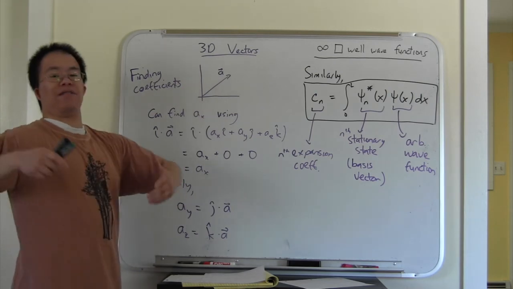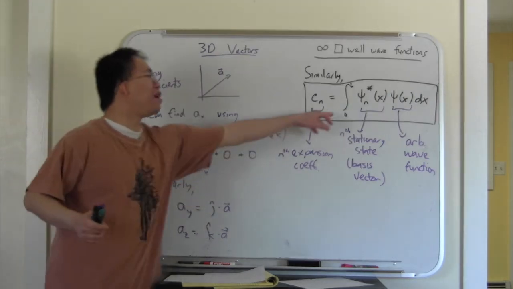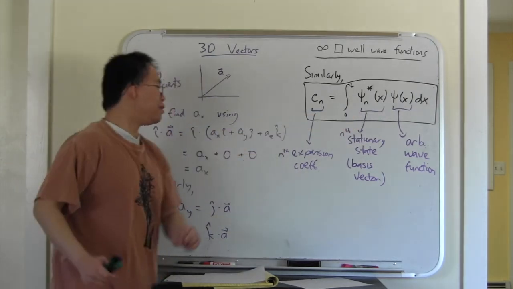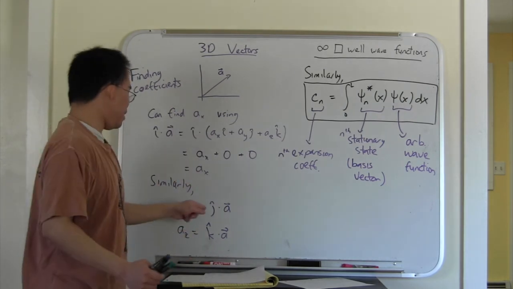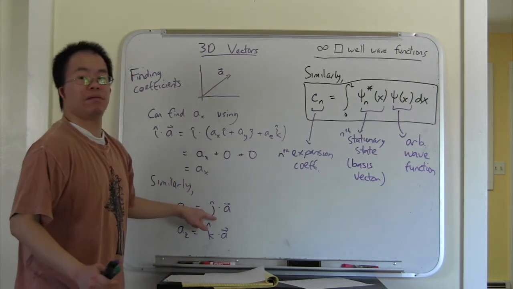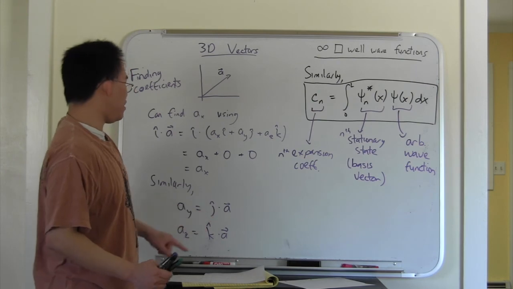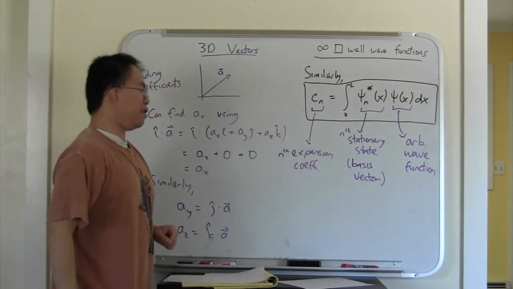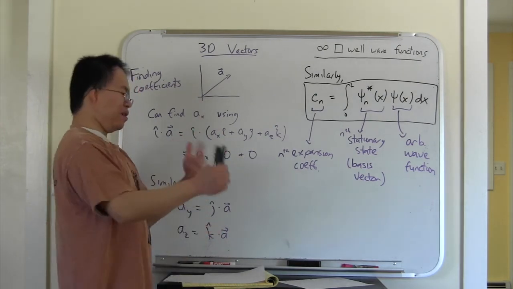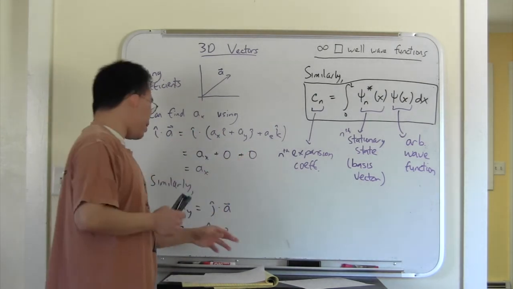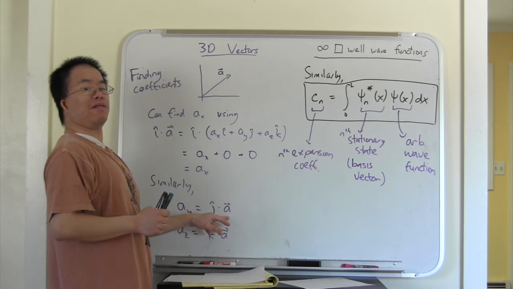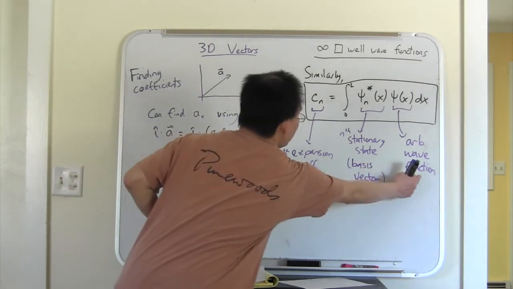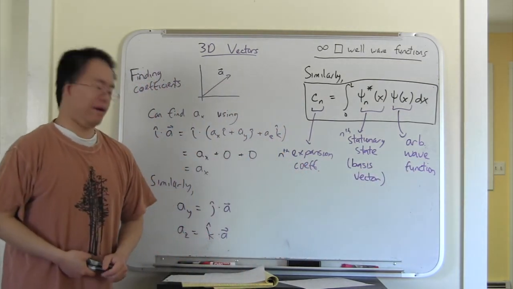And then I have a dot product here and my inner product over here, and what I always have is my basis vector, right? So here my unit vector, here my stationary state, being inner producted or dot producted with my arbitrary vector here, my arbitrary wave function there.